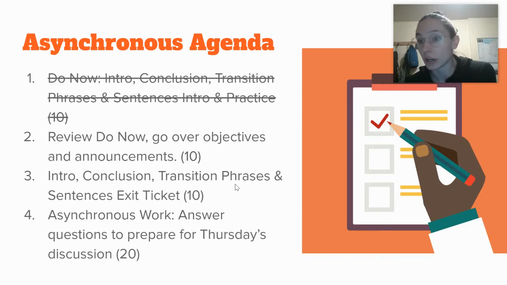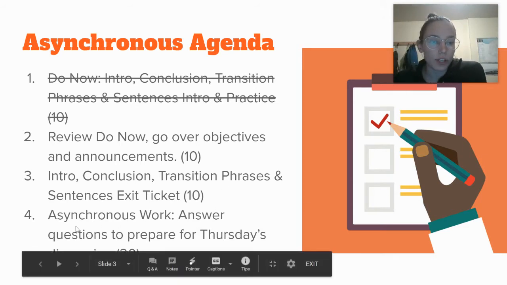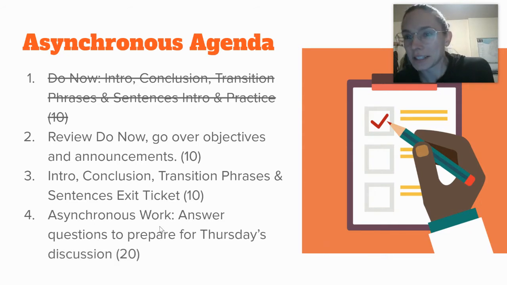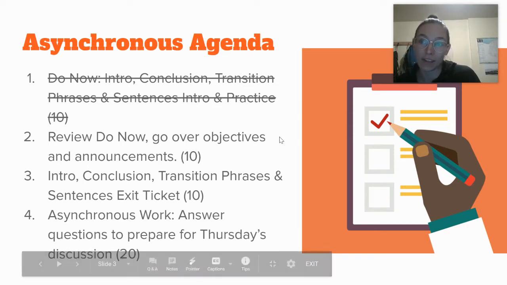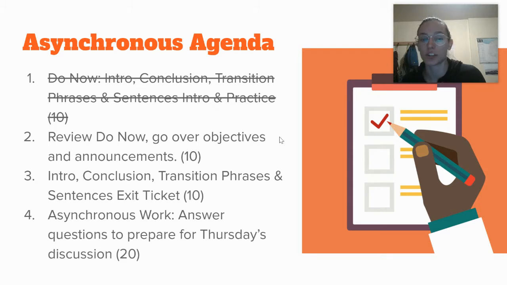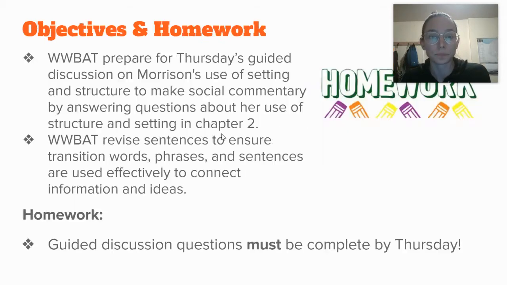This is a brand new skill that we're learning. So you'll have plenty of time to correct your answers in future classes. And then finally, the last little portion of class is going to be your asynchronous work. This is an asynchronous day, so you're answering questions to prepare for Thursday's guided discussion. We are having a discussion about Chapter 2 of The Bluest Eye. You're going to answer some questions to get ready for that. There's a separate video to help you answer those questions in case you're having trouble with them.